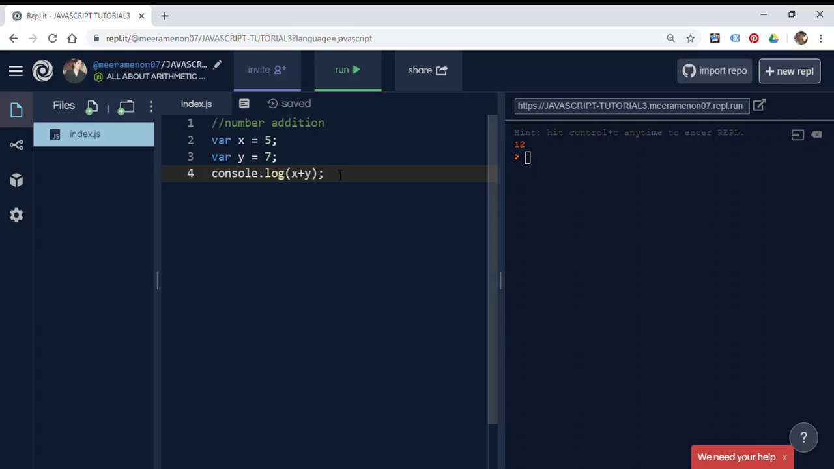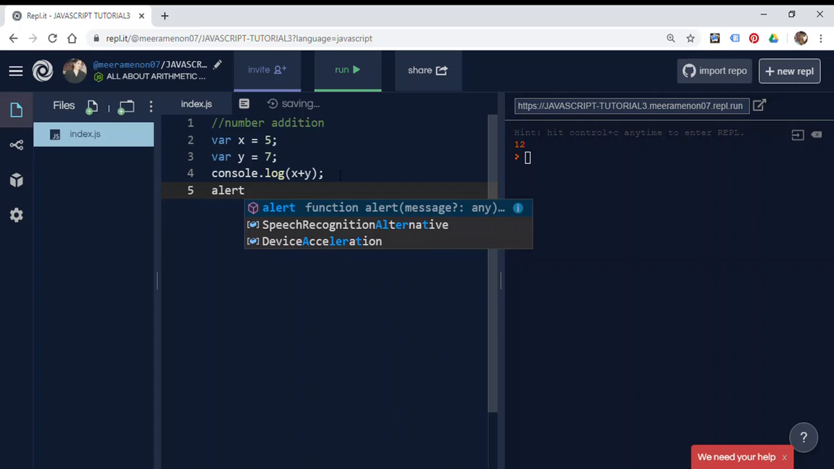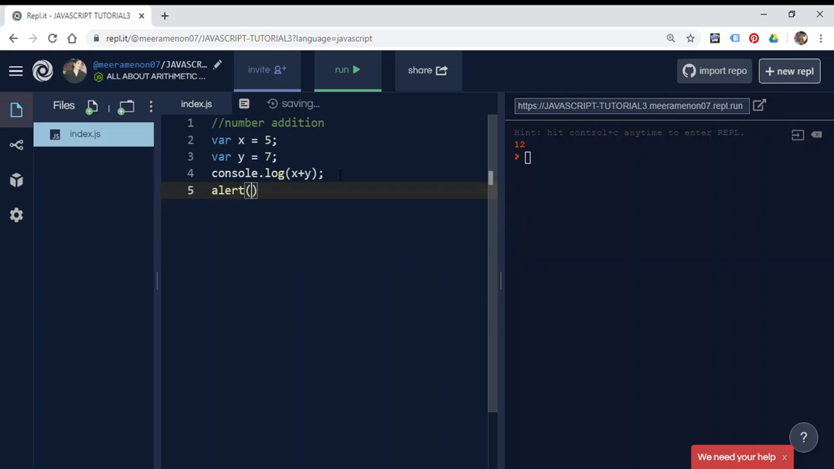Now, aside from console.log, we can also use the syntax alert, but I'll be sticking more to console.log, just giving an example of alert here. Let's run again. It's again 12. So you can use either of the syntaxes.